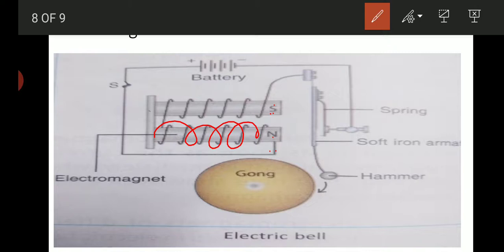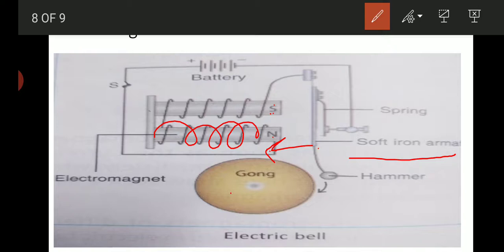When they get magnetized, they become an electromagnet and attract the armature. This is the soft iron armature. It attracts the armature toward itself. The hammer attached to the soft iron armature strikes the gong and it produces a sound.